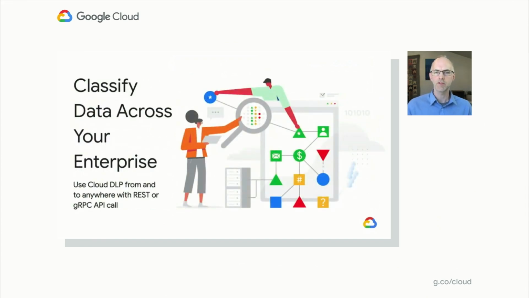Another use case would be really just to understand and classify data across your entire enterprise. And our cloud platform has an API, a REST or a gRPC API that enables you to call it from virtually anywhere. And that's what we're going to focus on in the next section: how we can use this in hybrid environments that may be on or off cloud, or on or off Google Cloud. And let's get into that.